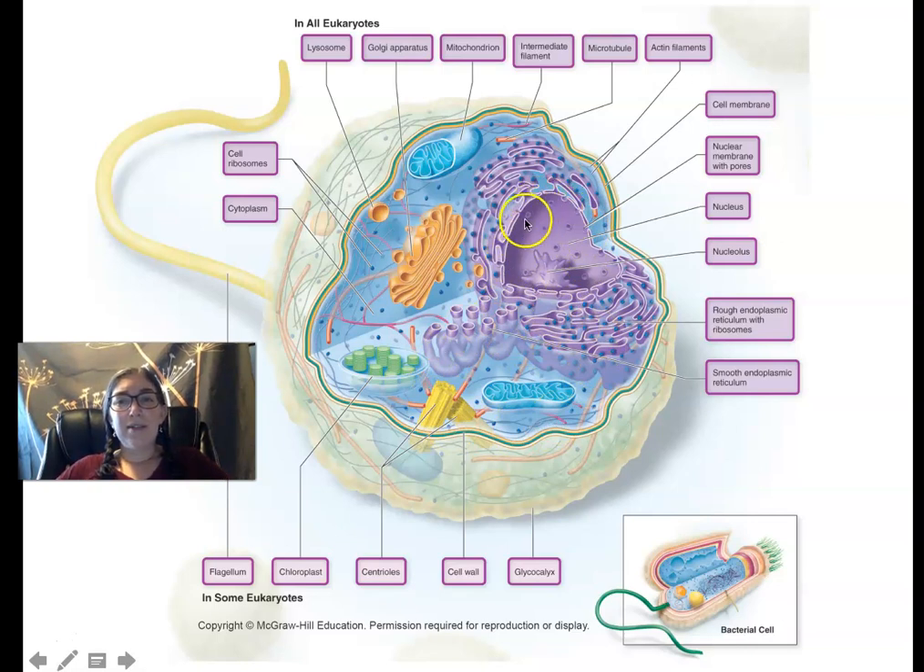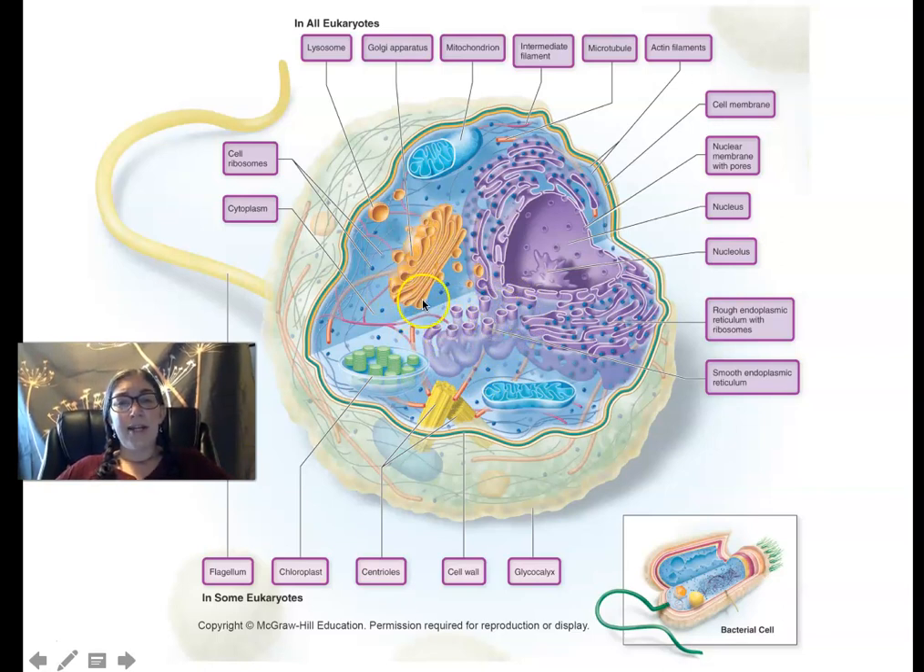And the membrane of the nucleus is purple, but this purple membrane extends beyond the nucleus in these wavy tunnels. Those wavy tunnels are called the endoplasmic reticulum, or the ER. You'll notice that this part is covered with little blue balls, those ribosomes. So we call this the rough ER. And then this region over here of the endoplasmic reticulum doesn't have any ribosomes attached to it. It's called the smooth ER.